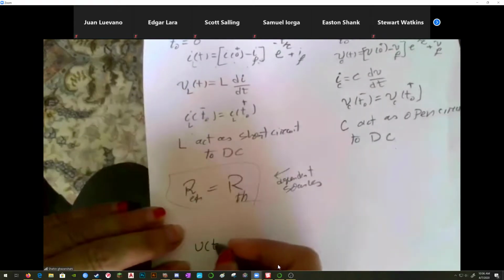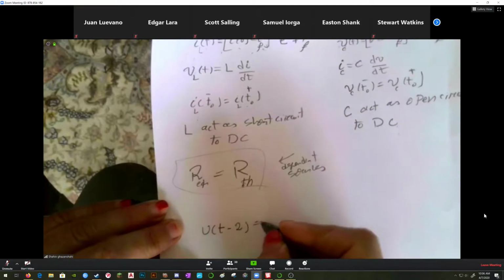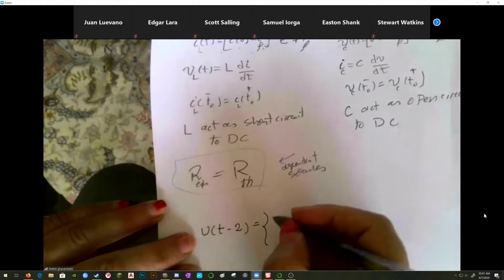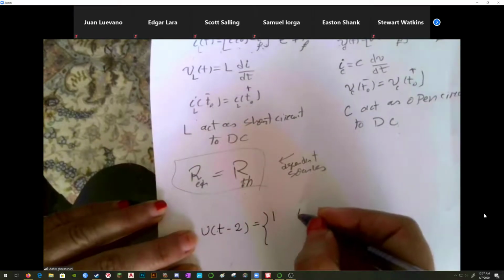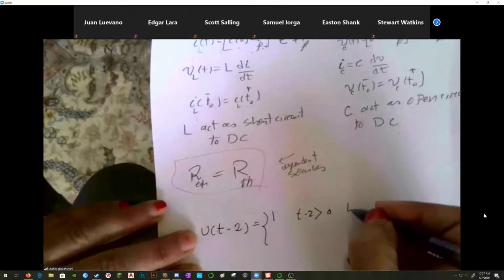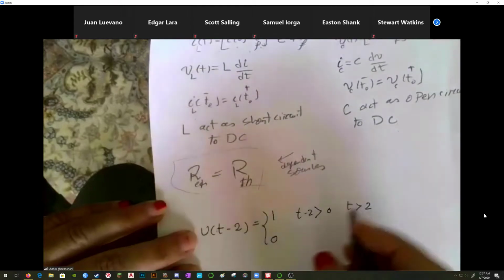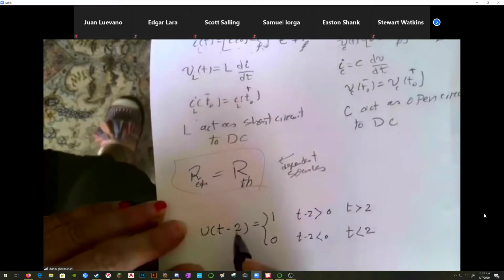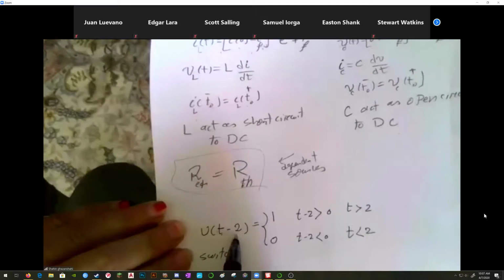If you remember the unit step function, when I say, for example, u(t minus 2), what does this mean? This function is equal to 1 when the argument inside the parenthesis is positive, like when t is larger than 2, and is 0 when the inside, which is t minus 2, is negative, correct? So this is like a switch. This acts like a switch at the time t equal to 2.